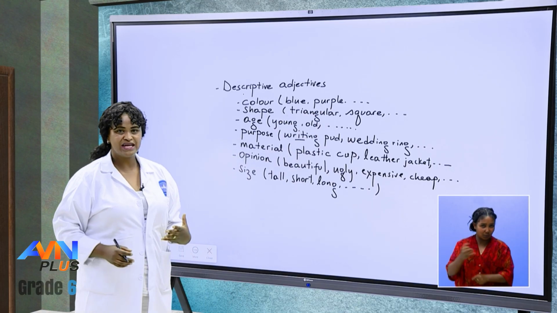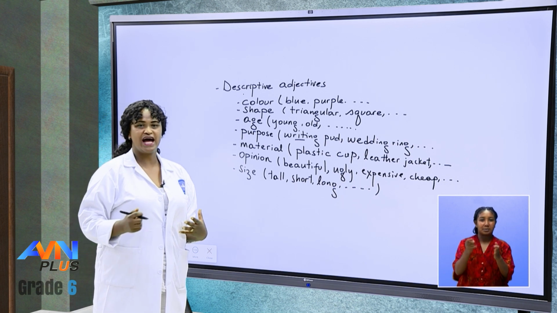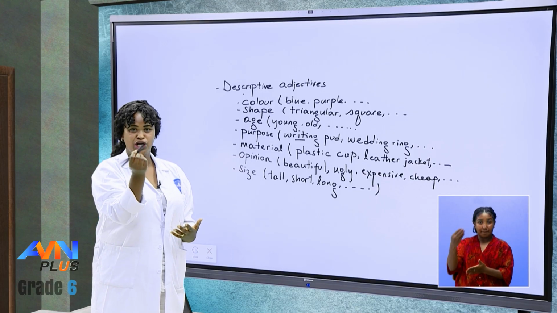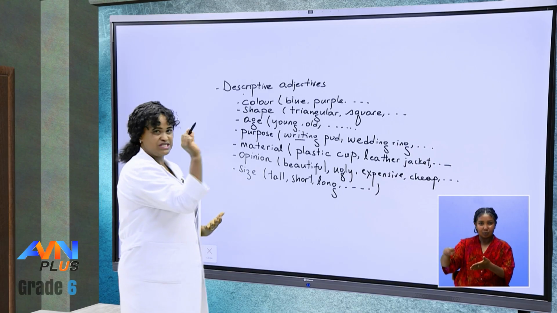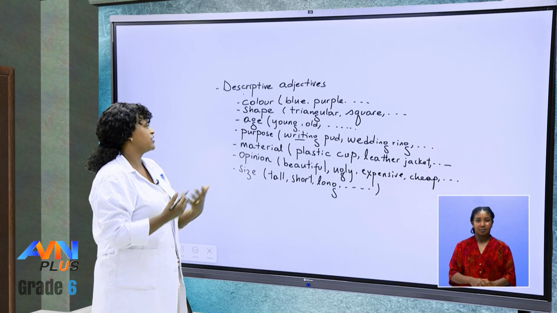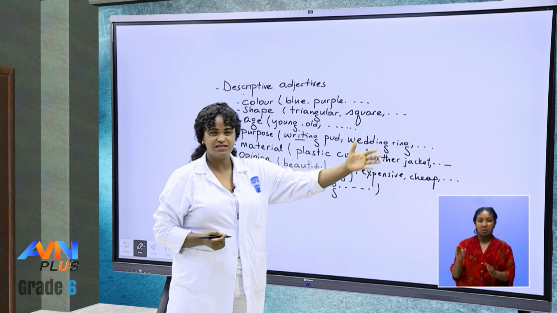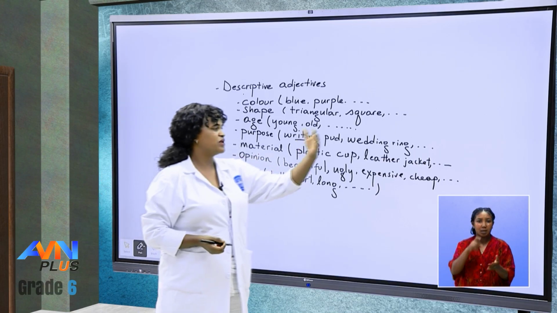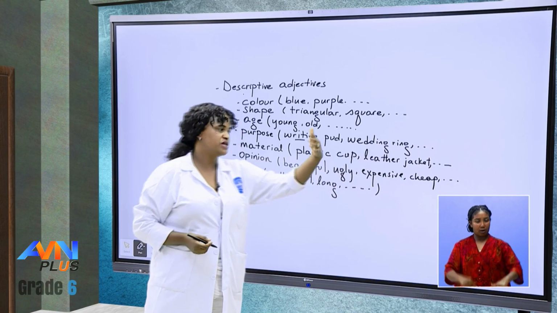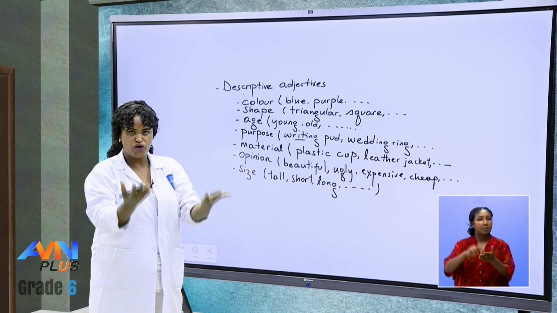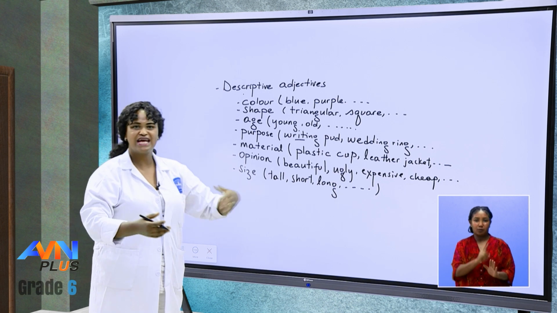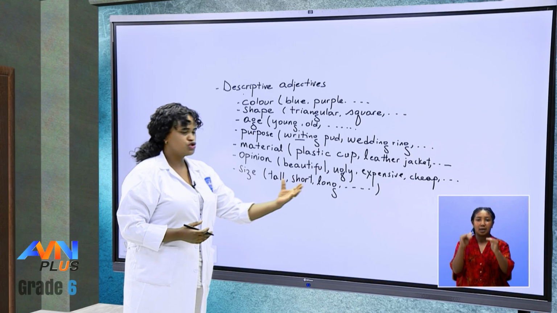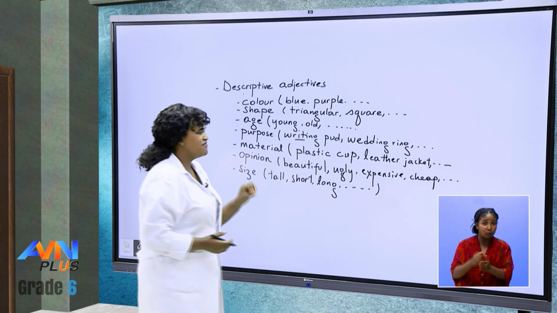The other, purpose. You describe something by its purpose. For example, this one is what? A writing pen. We used to write on the board with this pen. Purpose, writing pad, wedding ring. And material, which means the fabric, plastic cup, leather jacket, woolen suit, etc. Opinion means your point of view on someone. You can say beautiful, ugly, expensive, cheap, smart, active, passive, etc. And the size, tall, short, long. These are one group of adjectives.